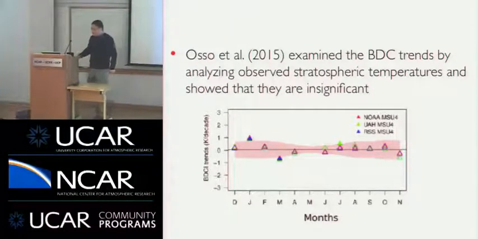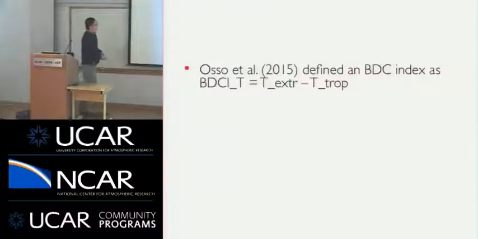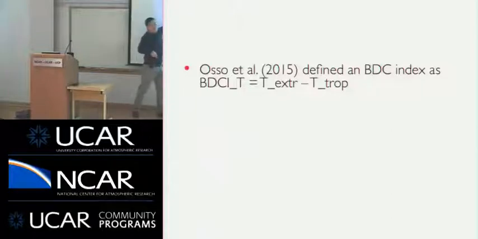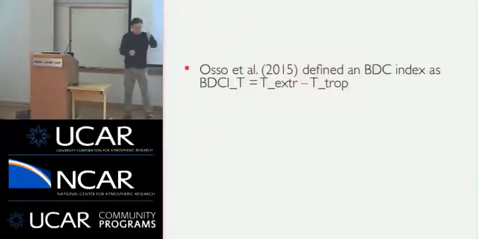I would argue the problem is because they are using the index for Brewer-Dobson circulation as the mean temperature trend in the extratropical region minus the temperature trend in the tropical region. So the idea is if the radiative parts in the high latitude and the low latitude cancel each other, then you get the response to dynamics, right? With a strengthening Brewer-Dobson circulation, you get warming here, cooling here. The difference gives you a positive sign, right?